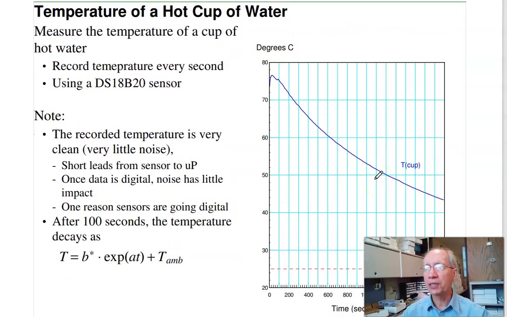I can now measure the temperature of a cup of water. I can look at what's the temperature, what if I put a lid on it, what's the temperature if I had a spoon, does that koozie make a difference, all sorts of things like that.